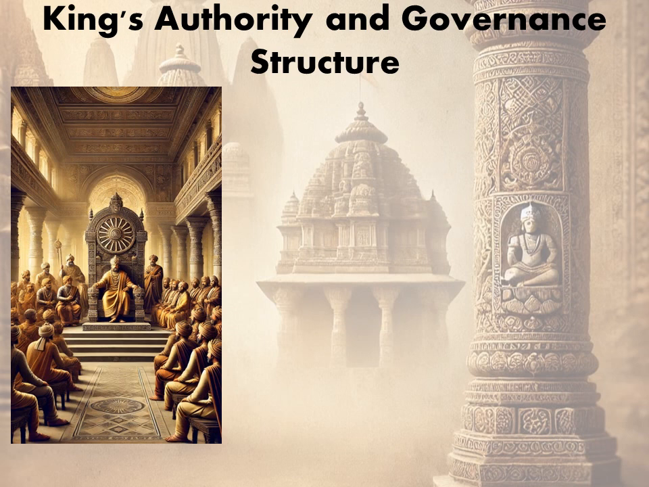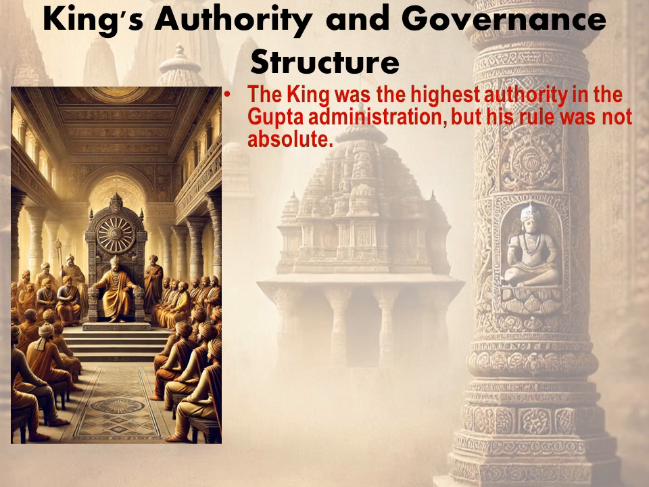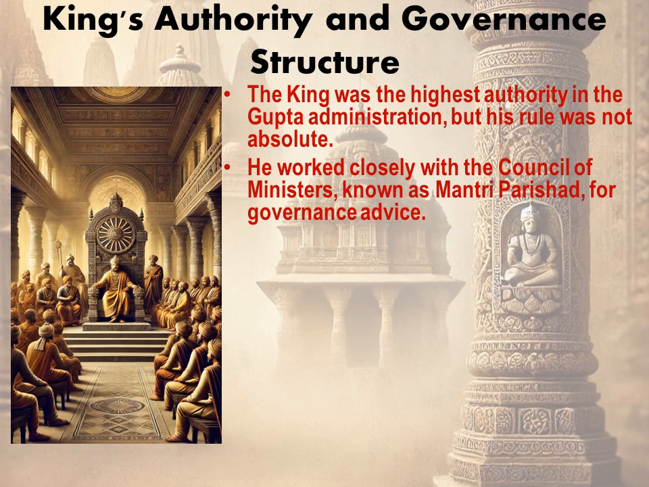King's authority and governance structure. The king was the highest authority in the Gupta administration, but his rule was not absolute. He worked closely with the Council of Ministers, known as the Mantri Parishad, for governance advice.